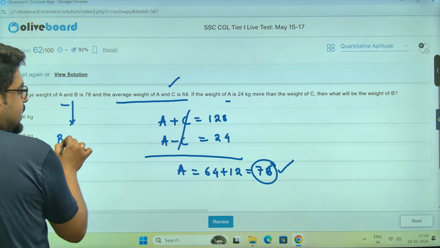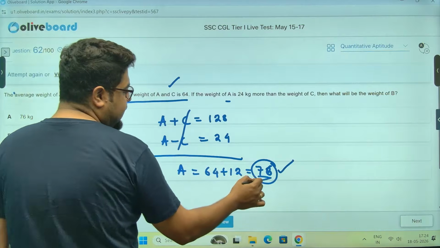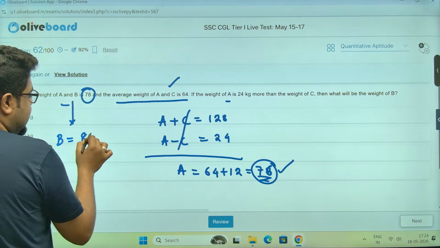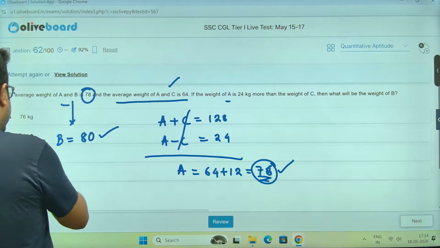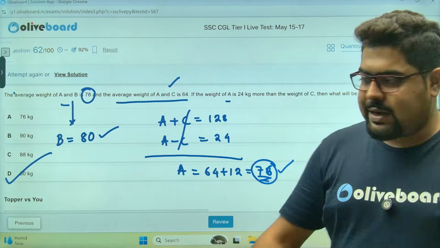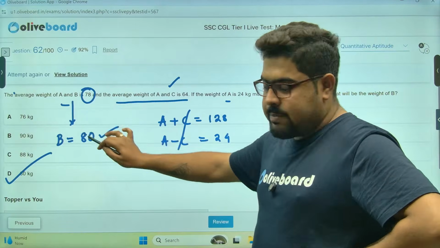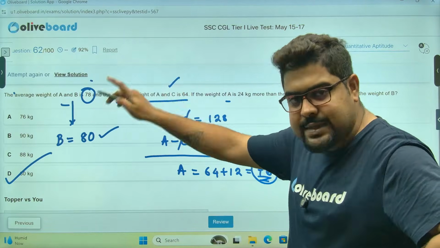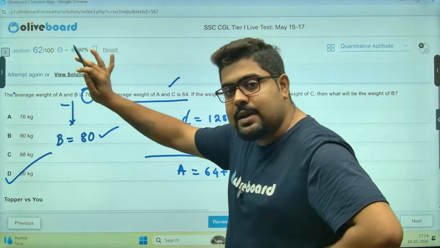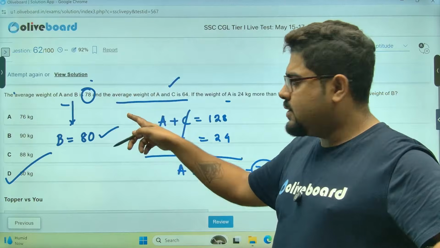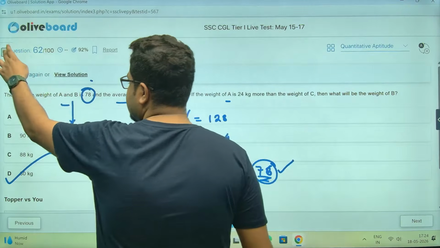If A is 76, the average is 78, meaning 2 less. So B will be 2 more, then only the average will meet. So 80 will be the answer, option D. You see, I have not done it conventionally. Because the average is 78, if A is 76, meaning 2 kg less than average, the other person must be 2 kg more than average, then only the average will stay as 78. So that's how we figured out the answer.